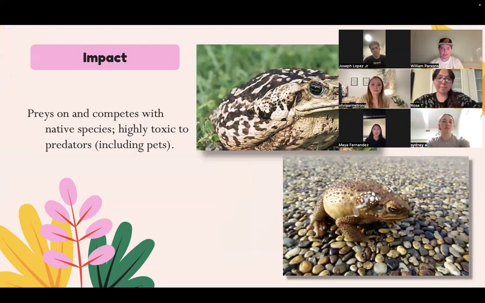And then the impact that these toads have on the ecosystem is that they prey on and compete with native species for resources like food and water, and they are highly toxic to predators that try to eat them, which include pets.